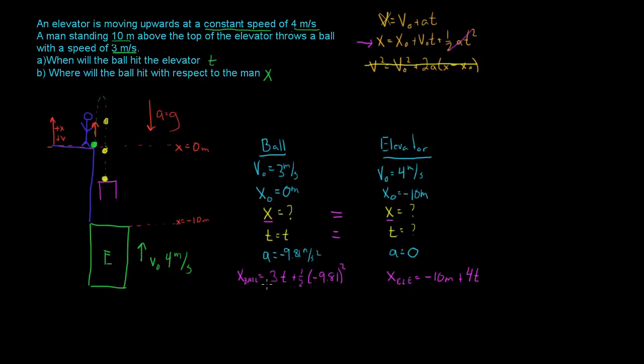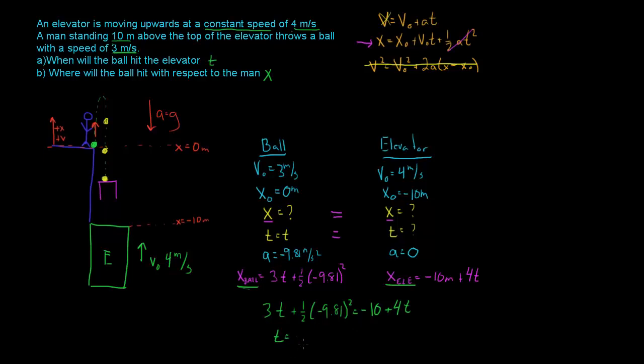One last thing: we've already said that the location of the ball and the location of the elevator are the same, so we can equate the location of the ball with the location of the elevator. So we have 3t plus 1/2 times minus 9.81 t squared is equal to minus 10 plus 4t. And we can use an equation solver or a calculator to solve for t.